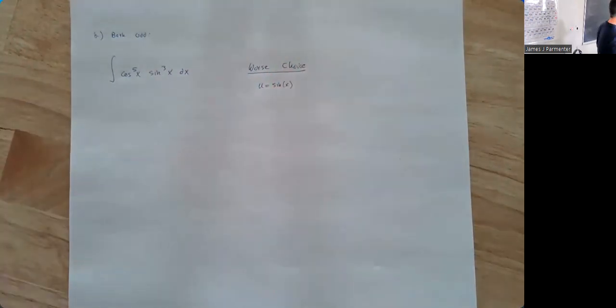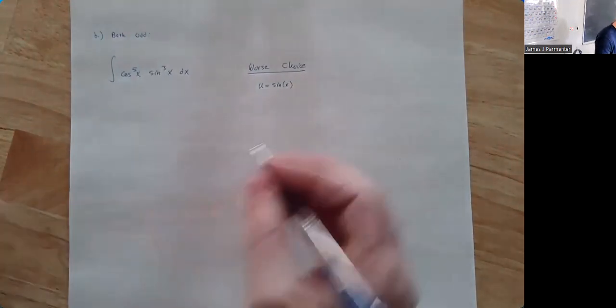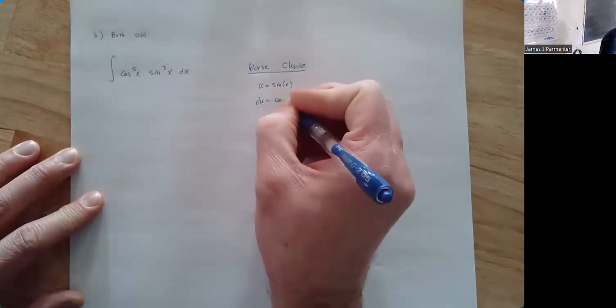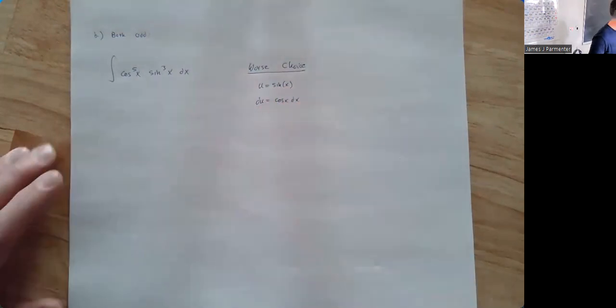I should point out, by the way, you're not letting u equal sine to the third, you're letting u equal just sine or just cosine or later on just secant or just tangent. But all these problems are u substitutions. So our du here is cosine x dx. And here's why this is the worst choice.